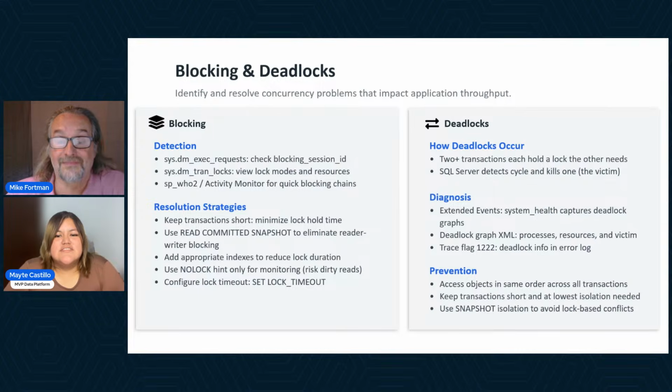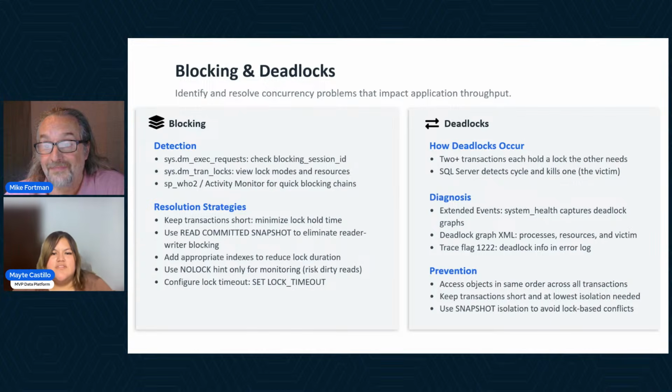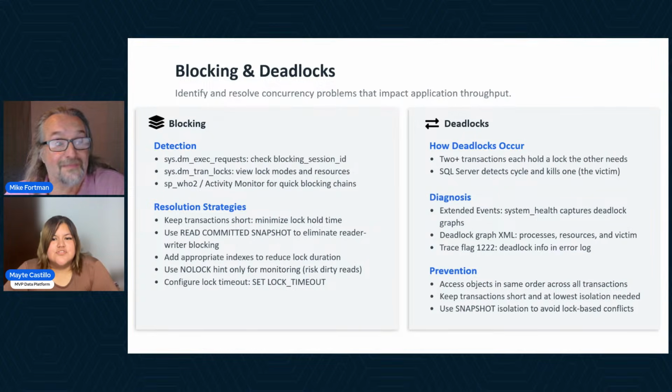We can identify blocking by using sys.dm_exec_requests to check the blocking session ID, or sys.dm_tran_locks, or review active locks, and tools such as Activity Monitor for a quick view of blocking chains. To reduce blocking, we should keep transactions short, create appropriate indexes so queries finish faster, and consider read committed snapshot to reduce reader-writer blocking.